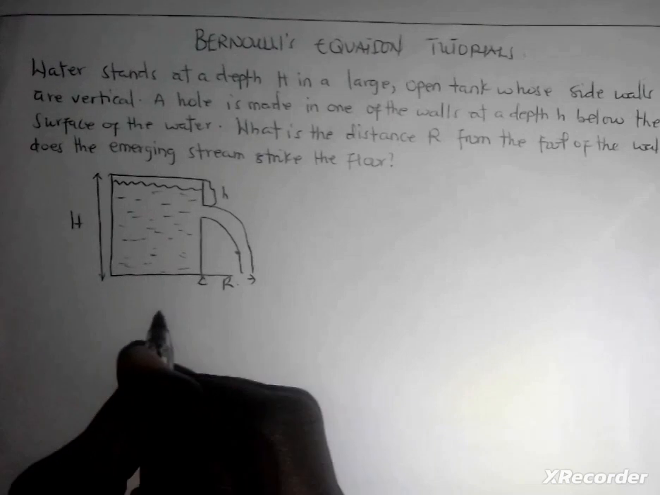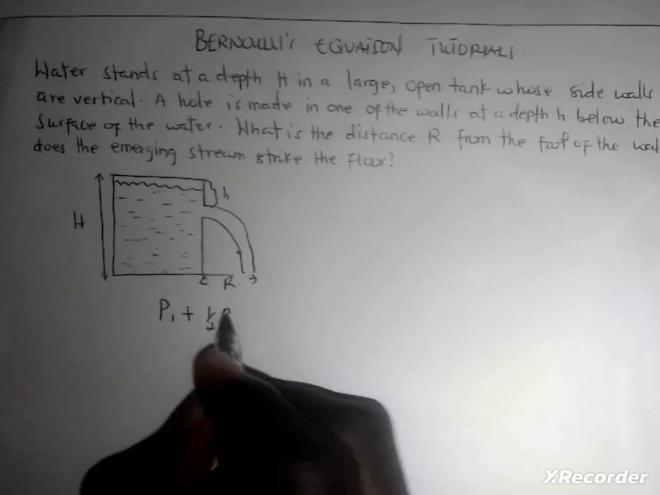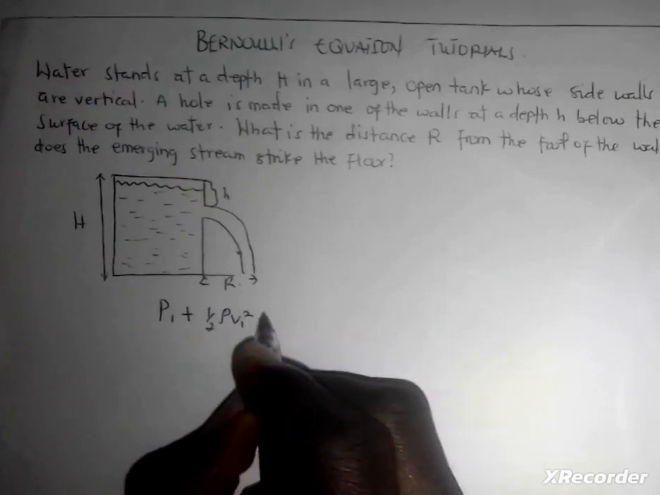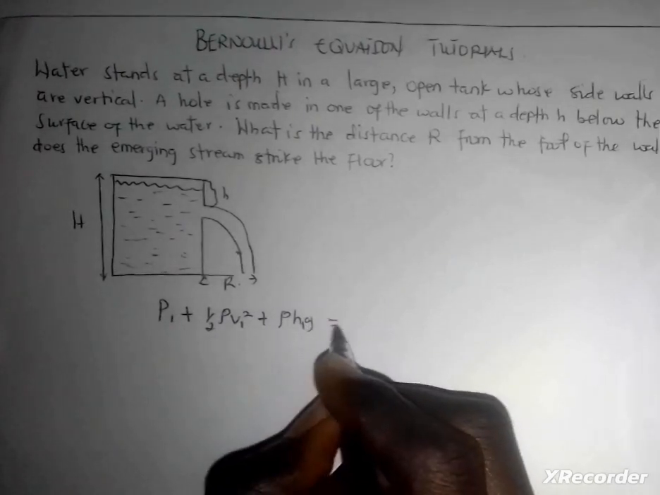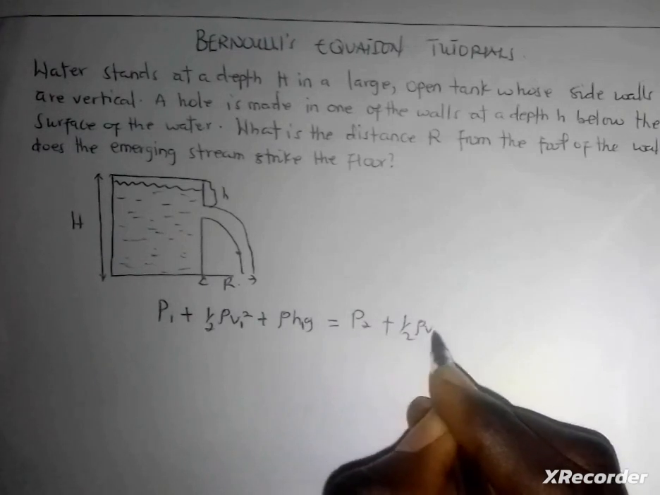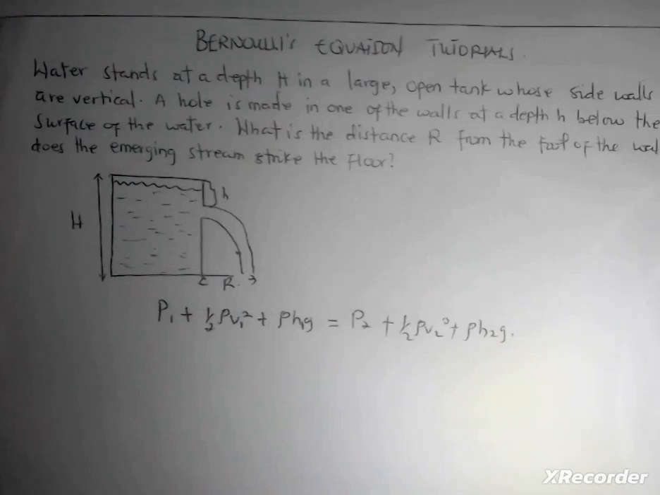So let's see. I'm going to have P1 plus half rho V1 squared, plus rho H1 g, should give me what? P2 plus half rho V2 squared plus rho H2 g. So this is the Bernoulli's equation, and let's see if some of the parameters will be eliminated.